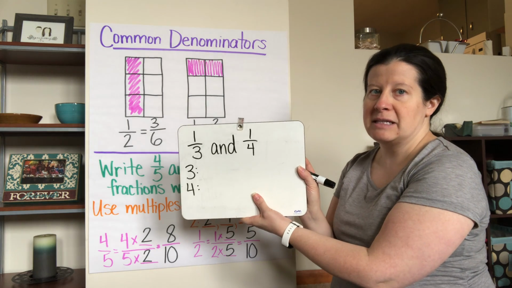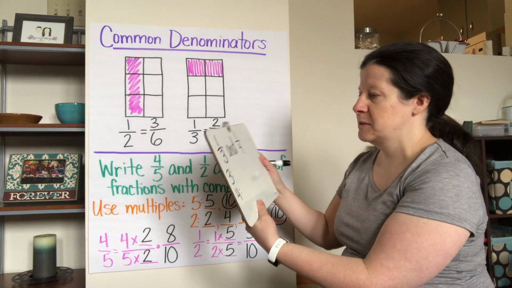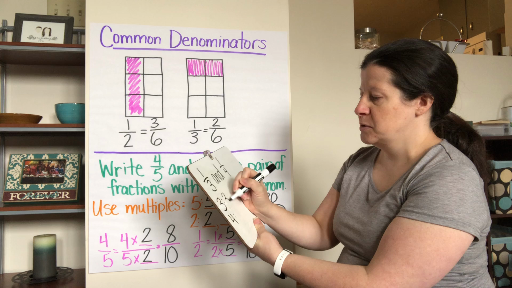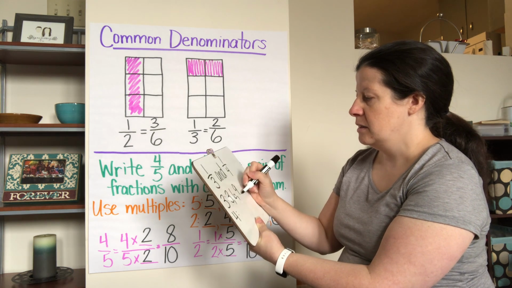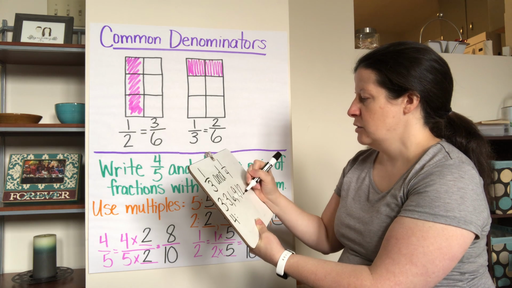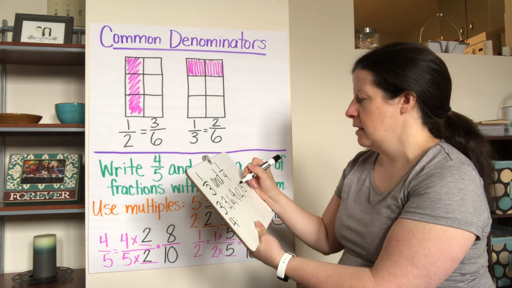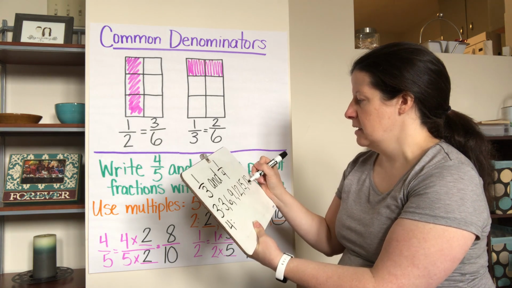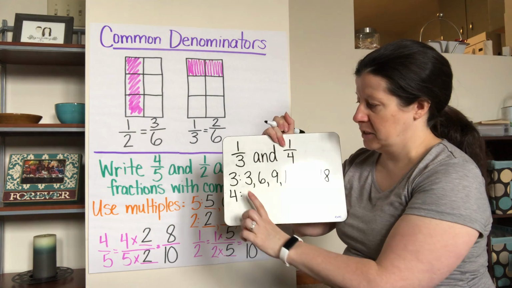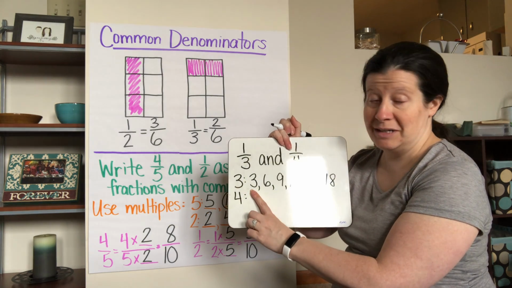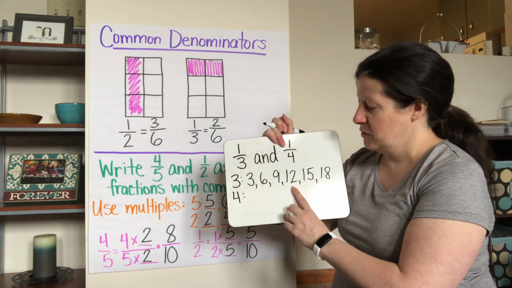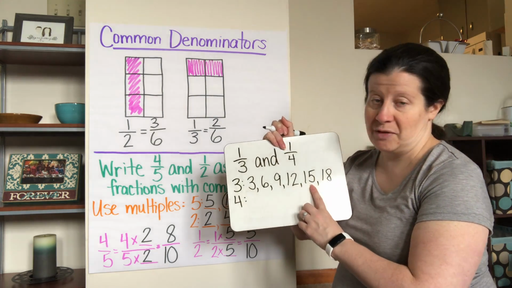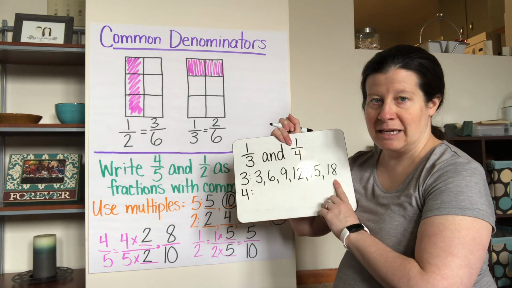And let's list out their multiples to help us. 3's multiples would be 3, 6, 9, 12, 15, 18. 3 times 1 is 3. 3 times 2 is 6. 3 times 3 is 9. 3 times 4 is 12. 3 times 5 is 15. 3 times 6 is 18.